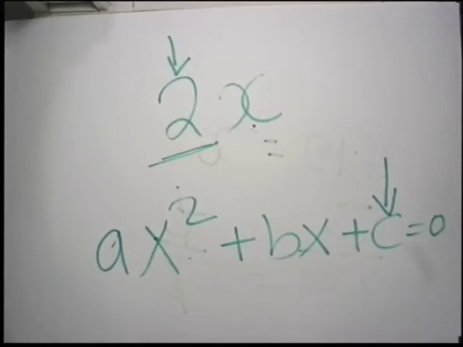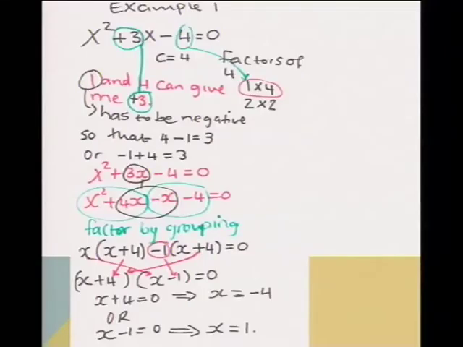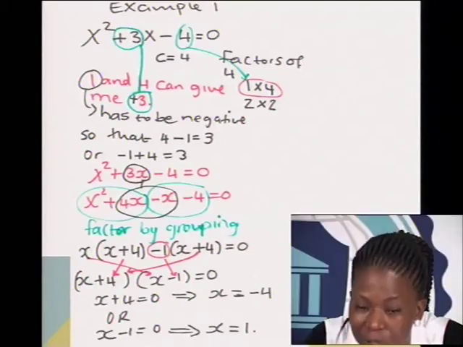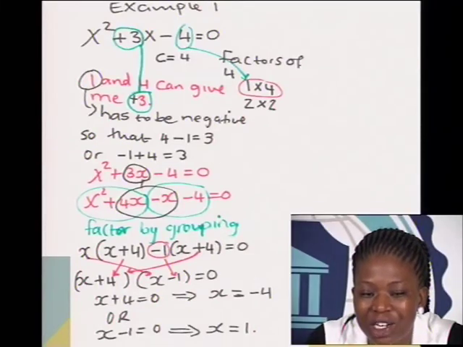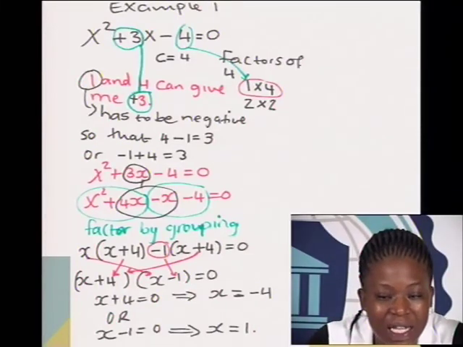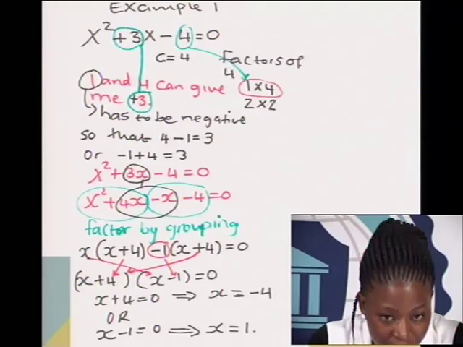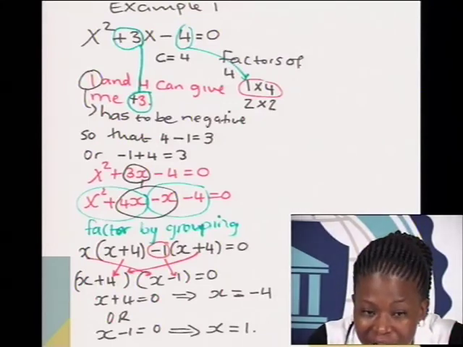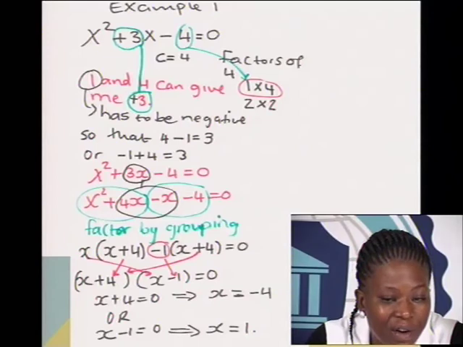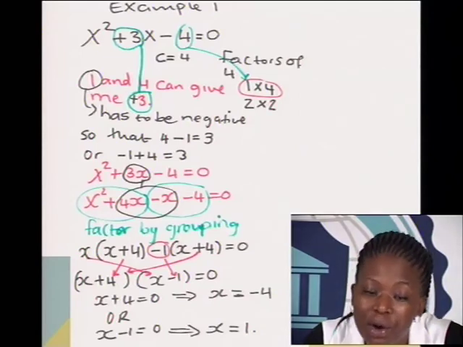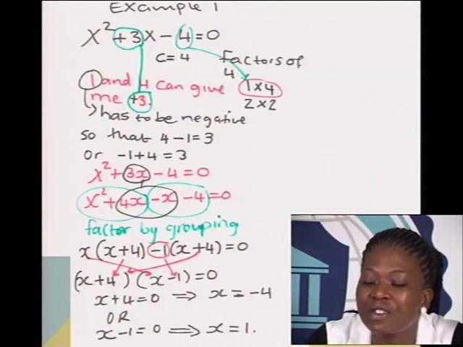Let's look at the example. We have x to the power of 2 plus 3x minus 4 equals to 0. Is this a quadratic equation? Yes. What is the value of a? It's 1. That's why you only have x to the power of 2. What's the value of b? It is 3. And the value of c is minus 4.